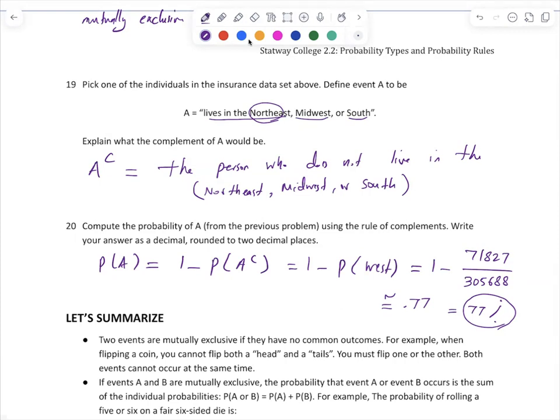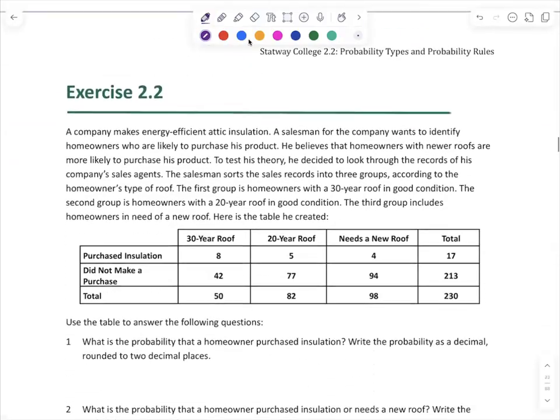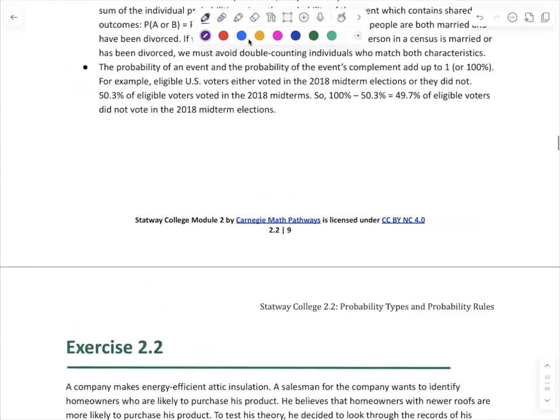minus the probability of West. When you're writing down A complement, it is the probability of finding that the person lives in the West. So it simplifies our work, right? And you have your summary and then finally exercise 2.2.